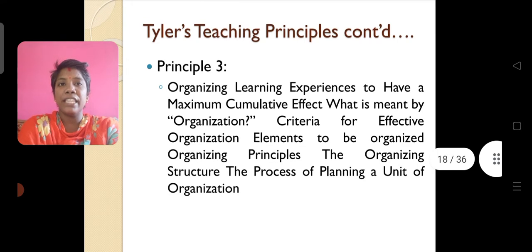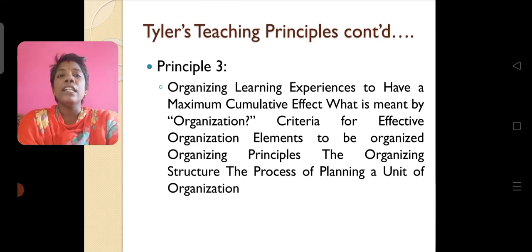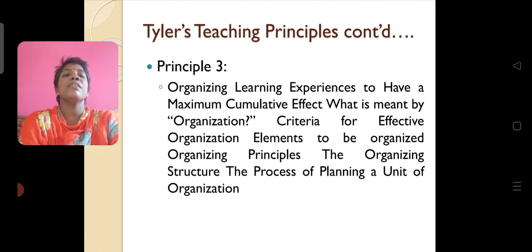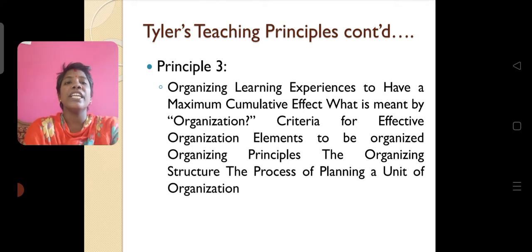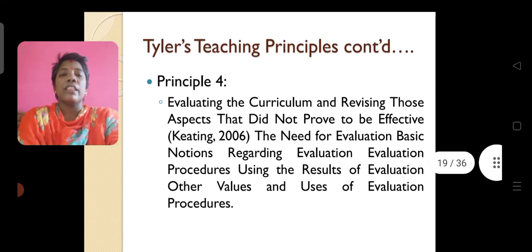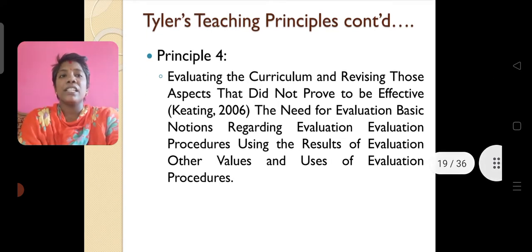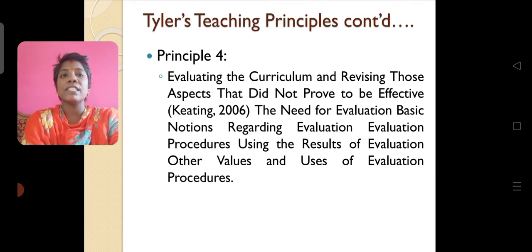Then principle 3, organizing learning experiences to have the maximum cumulative effect. What is meant by organization? Criteria for effective organization, elements to be organized, organizing principle, organizing structure, and the process of planning a unit of organization. Then principle 4, evaluating the curriculum and revising those aspects that did not prove effective.